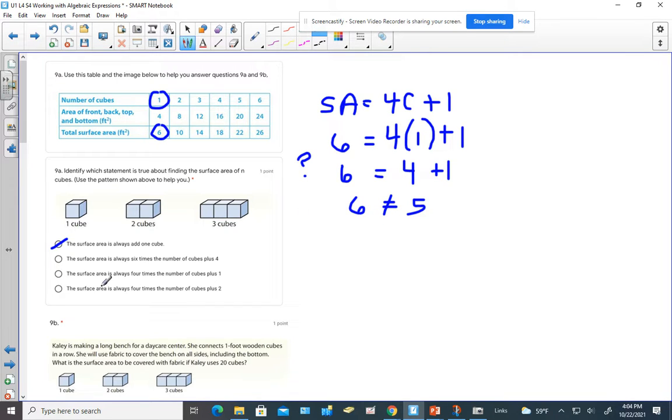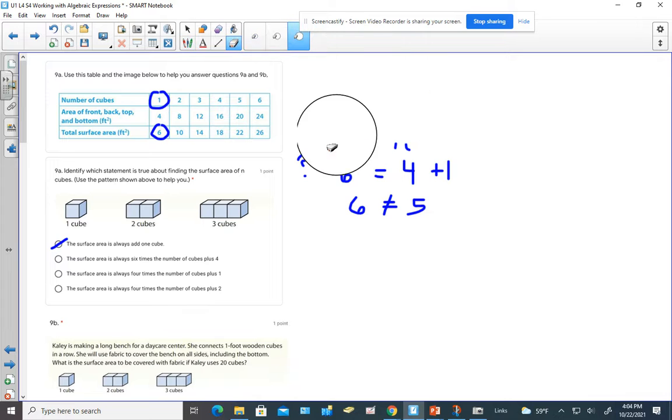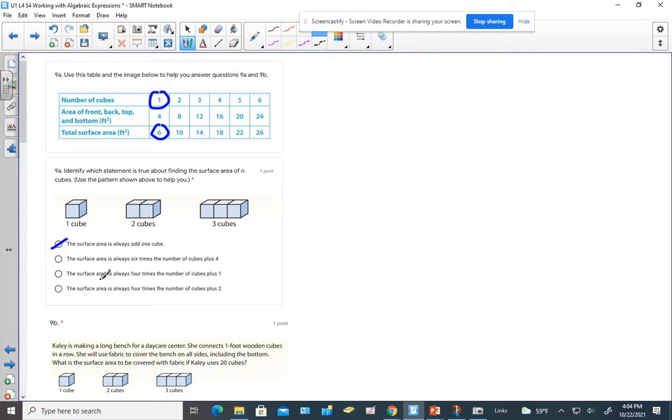Let's look at the last choice. The last choice says the surface area is always 4 times the number of cubes. So whatever this is, we'd multiply that by 4. 4 times the number of cubes plus 2. Let's substitute in these values, and then if it works for that one, then we'll check for 2 and 10, for 3 and 14, and so on.